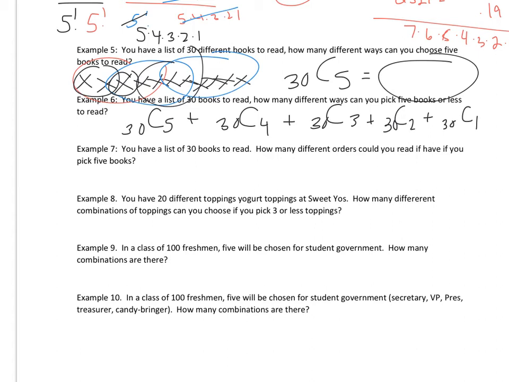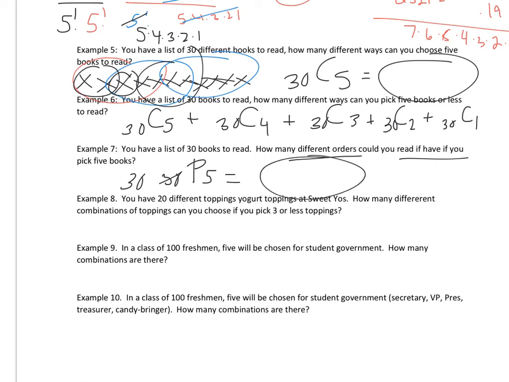Example 7, you have a list of 30 books to read. How many different orders could you read if you pick 5 books? So this is orders to read. You have 30 books, you're picking 5. So maybe you want to read To Kill a Mockingbird first, or maybe you want to read The Great Gatsby first. This is specifying that the order matters. So this is going to be 30P5, exactly 5. It doesn't say 5 or less. So it's 30P5. And you want to put that in your calculator. There's going to be a ton of different orders.